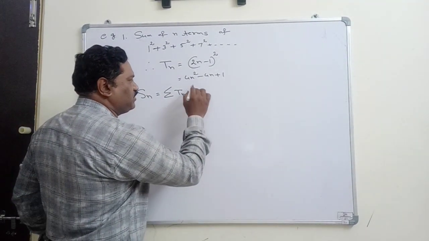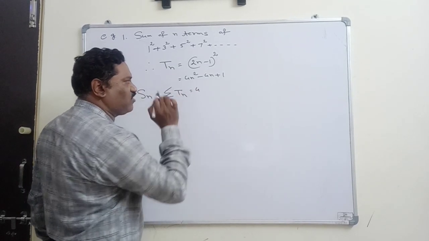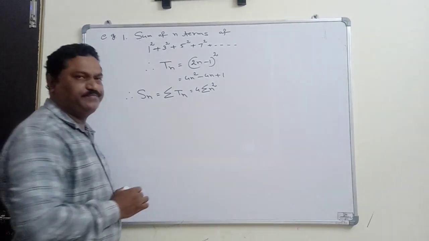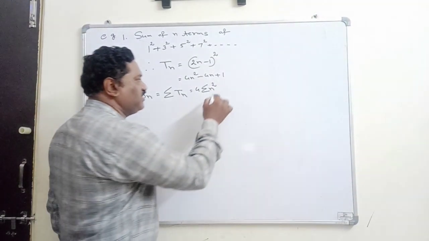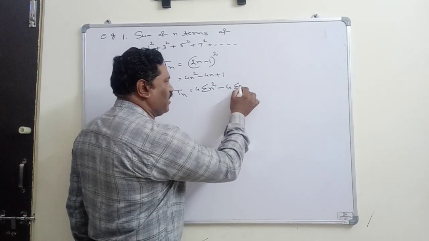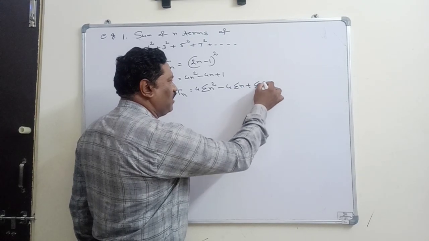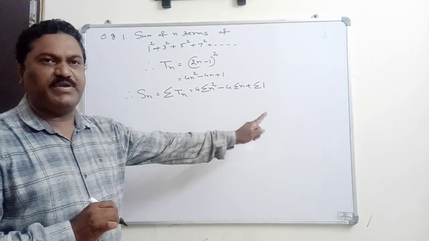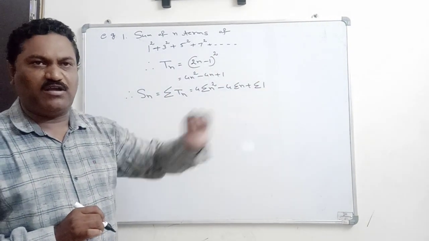Then if we split the sigma, 4 is the constant, we can write it outside the sigma. Then it is 4 sigma n square, that is the first term, minus 4 into sigma n plus sigma 1. Like that we will keep the sigma for every term. This is going to represent the sum of all these n terms.